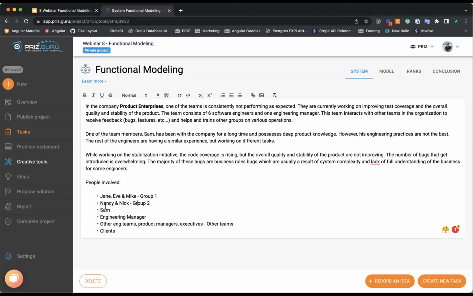And then there is Sam, that person who's been with the company for a very, very long time, but he's a little bit lacking the engineering best practices, if you will. Also, there is an engineering manager involved that manages that group. As part of the whole, the rest of the company, there are other engineering teams, product managers, executives, what we call the other teams, right? They're part of a system, of course, but we just group them as one to simplify this case. And of course, there's a client.